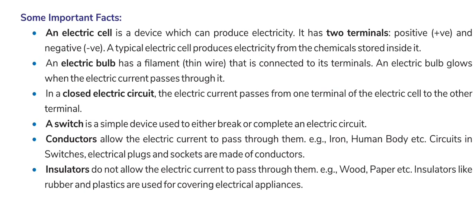Conductors allow the electric current to pass through them, e.g., iron, human body, etc. Circuits and switches, electrical plugs and sockets are made of conductors. Insulators do not allow the electric current to pass through them, e.g., wood, paper, etc. Insulators like rubber and plastics are used for covering electrical appliances.